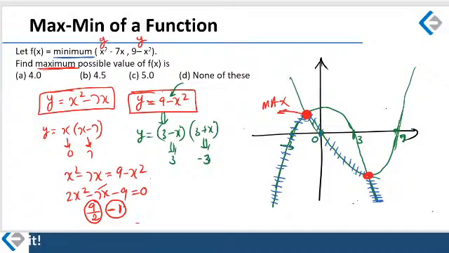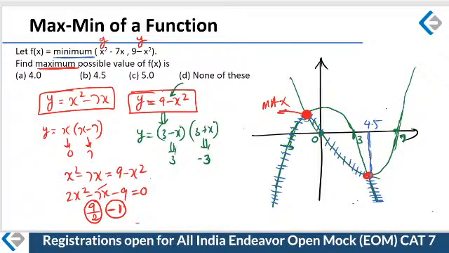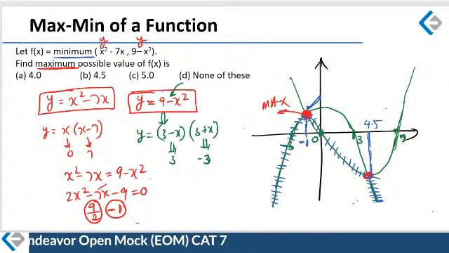Now look at this. This is the value 4.5. X is equal to 4.5 gives the lower value here. That is not what I'm interested in. X is equal to minus 1, this is the value, guys. X is equal to minus 1 gives me the better value of y. Therefore, I will take minus 1.